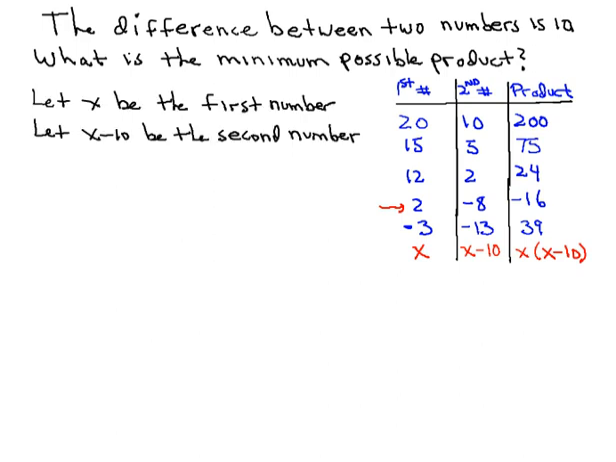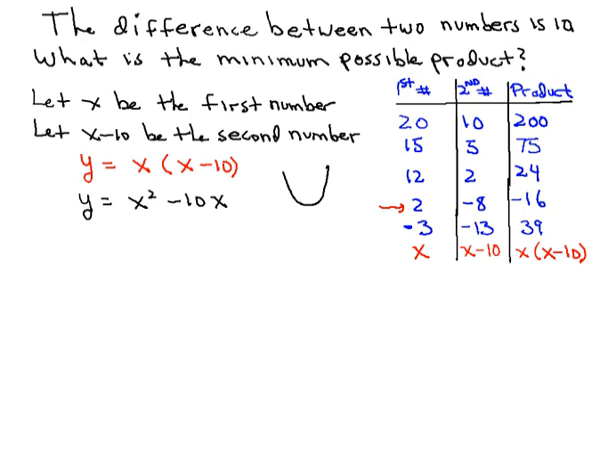So we'll state in words then that we're going to let x be the first number and x minus 10 be the second number. Now since it's the product that we would like to minimize here, we're going to let y represent that minimum product. So the function then that will model this particular situation becomes y is equal to x times the quantity x minus 10. And now if we multiply through, we have y is equal to x squared minus 10x.